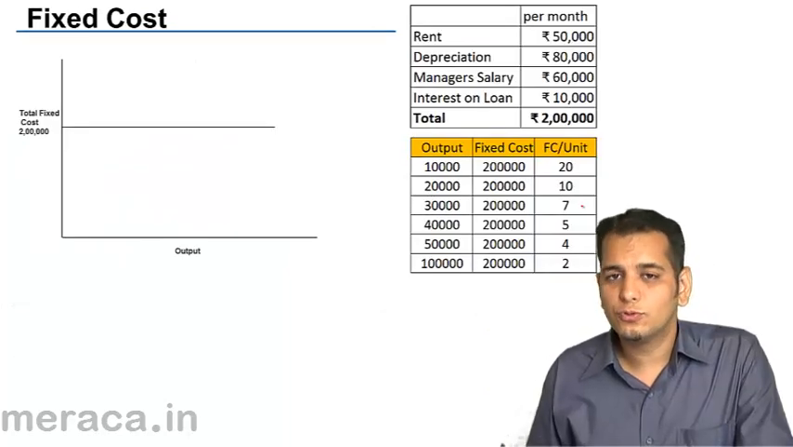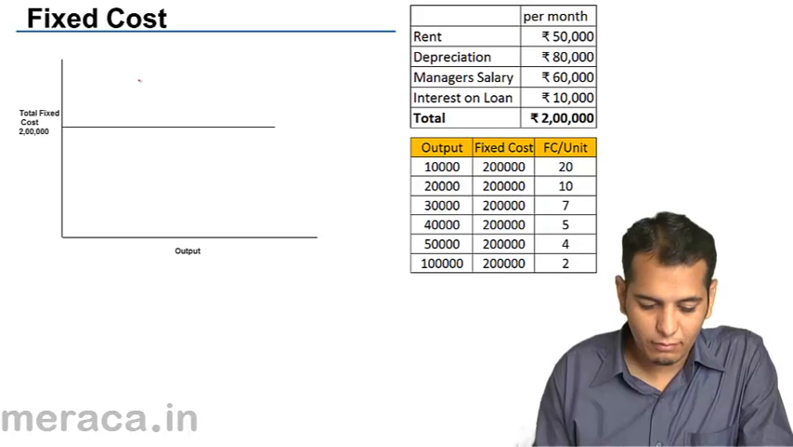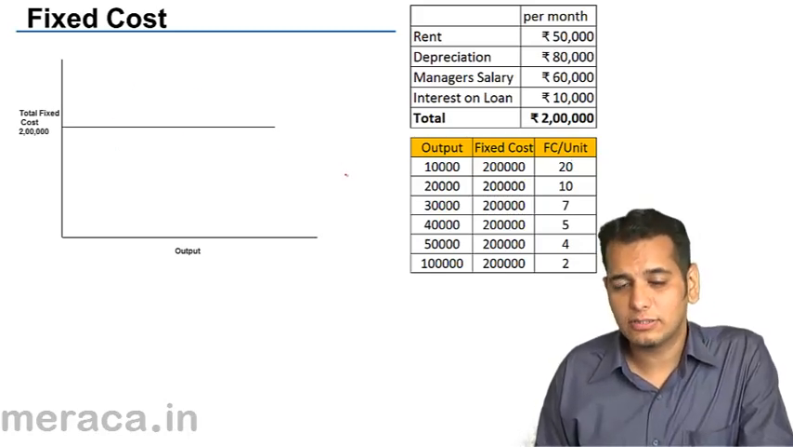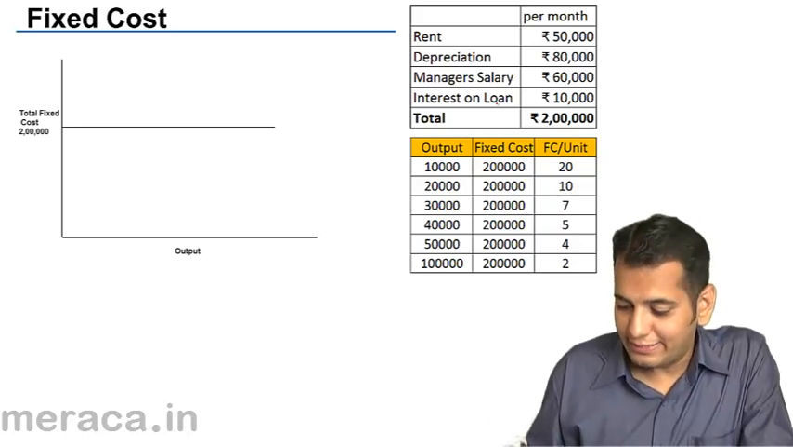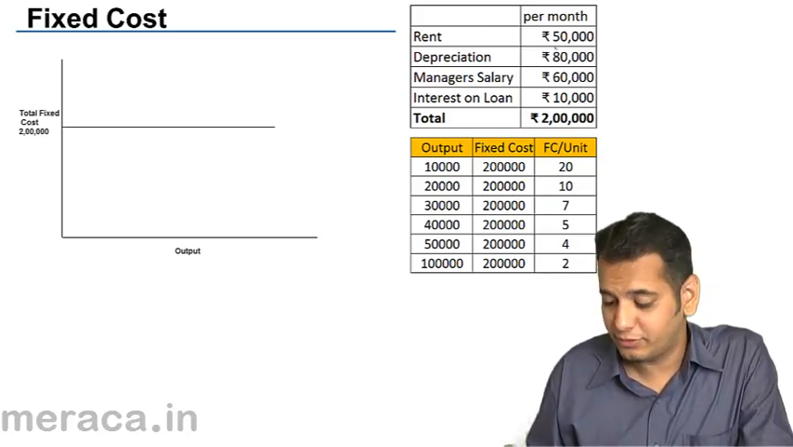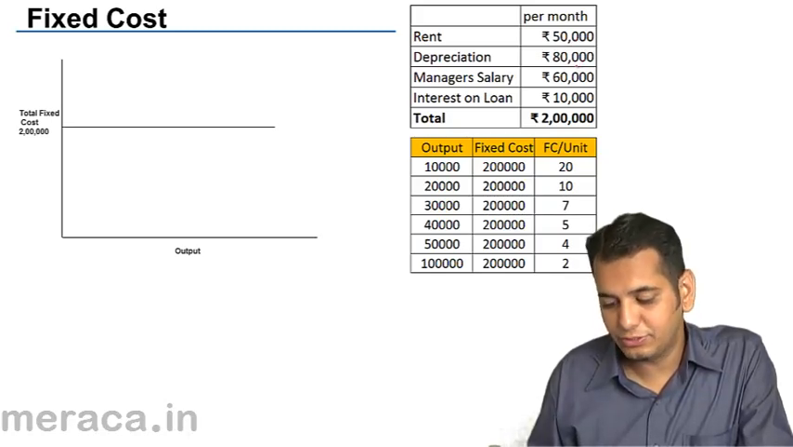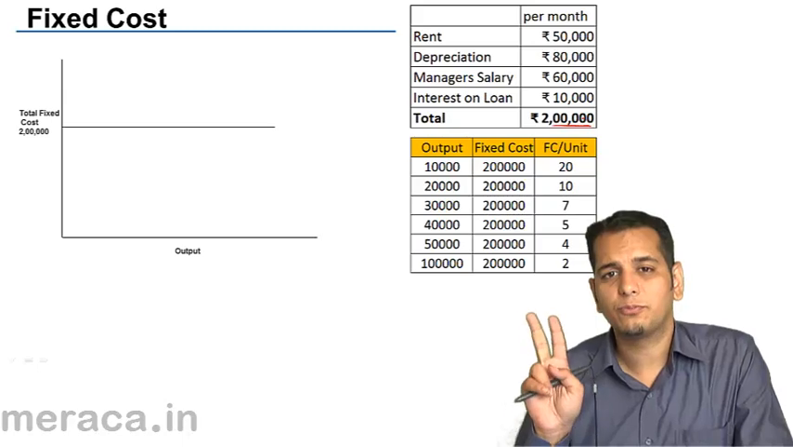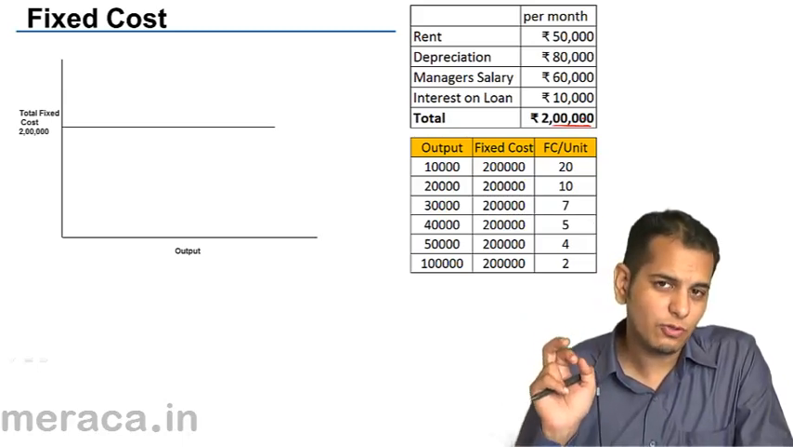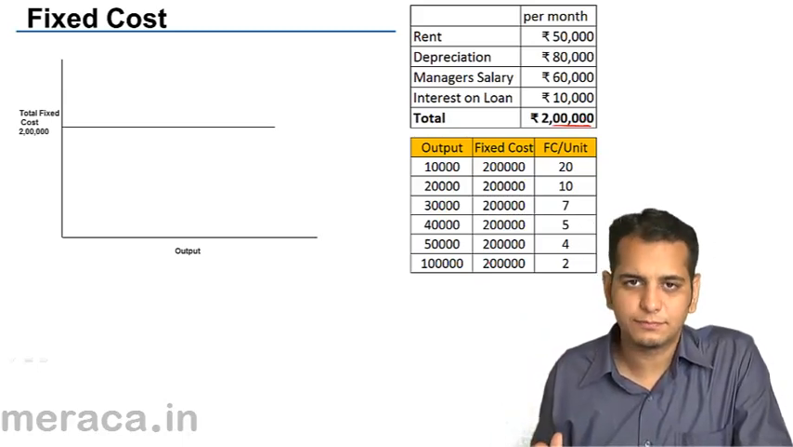Now let's just go through the fixed cost once again. Fixed cost is that cost which remains fixed. In this example, we have the following fixed costs. Rent, which is rupees 50,000 per month. Depreciation, which is rupees 80,000 per month. Manager's salary 60,000 per month. Interest on loan 10,000 per month. And the total is 2 lakhs. So 2 lakhs rupees is the fixed cost that I'll be bearing per month.